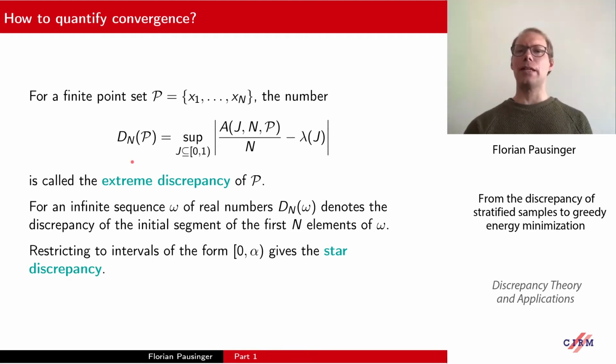Discrepancy is now defined as the supremum over all subintervals of [0,1] of the values of this discrepancy function. You can also restrict the class of intervals. Here we consider arbitrary intervals. If you restrict to intervals anchored at 0, then we speak about the star discrepancy.